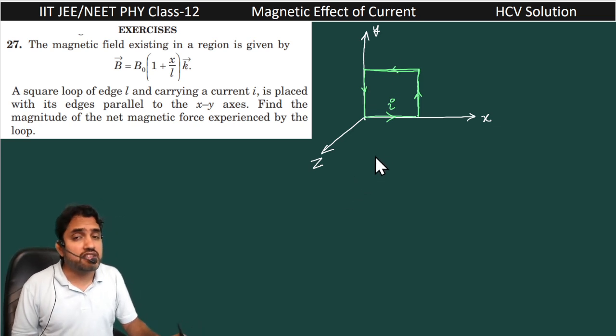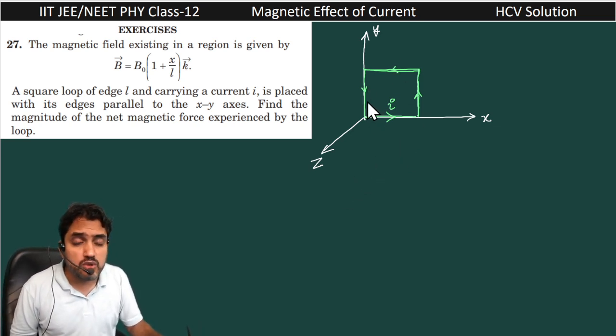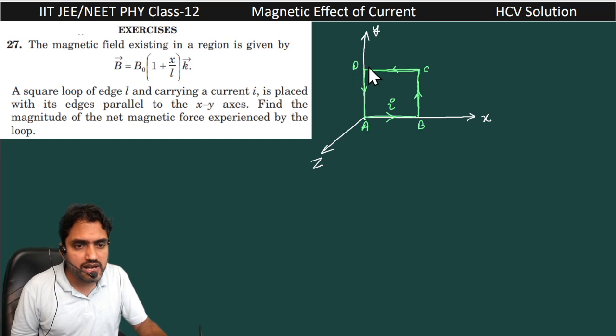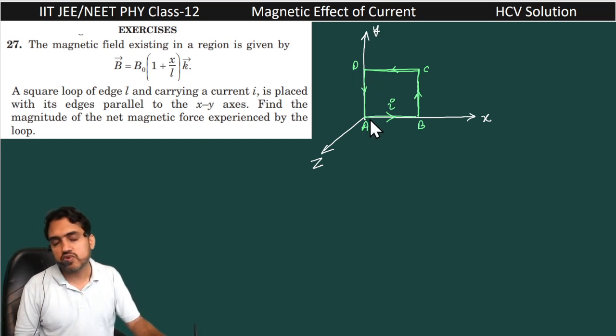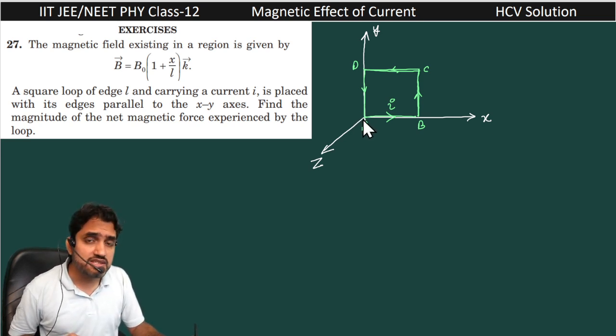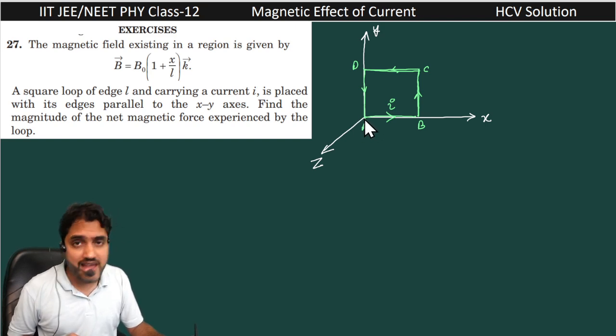Now, to find the net force, this complete loop we have to divide into four parts. So, this part A to B, okay, now B to C, and C to D, and D to A again. So, we will find all forces on individual edges, okay, with direction.